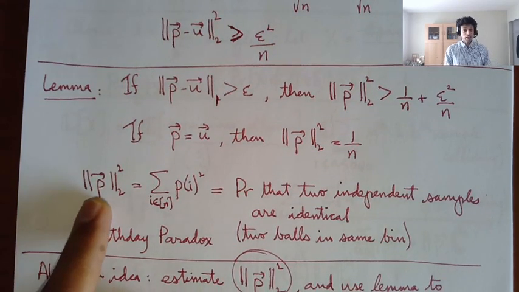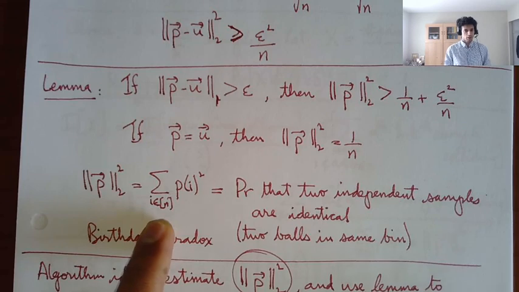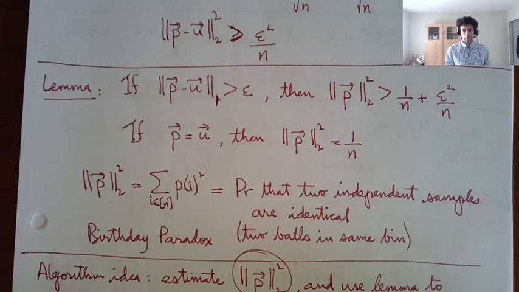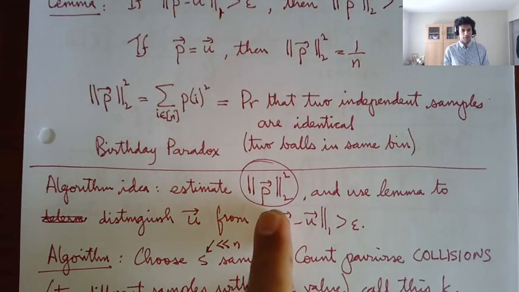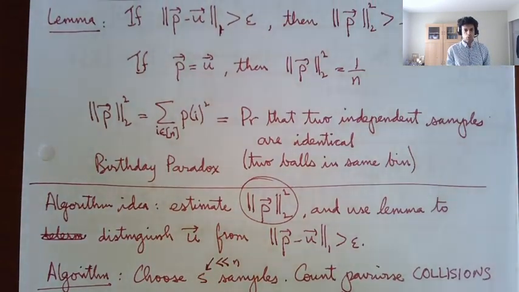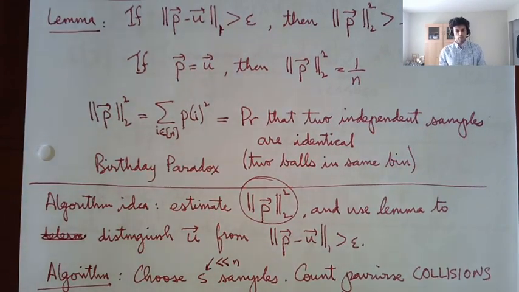Now, we can interpret the 2 norm squared combinatorially. This is the summation over all the support of p_i squared. This is exactly the probability that 2 independent samples are identical, or that 2 independent ball tosses end up in the same bin. And this is exactly what we look at when we do a birthday paradox calculation. So the algorithmic idea is to estimate this 2 norm squared and then use the lemma to distinguish uniform from distributions that are far from uniform.